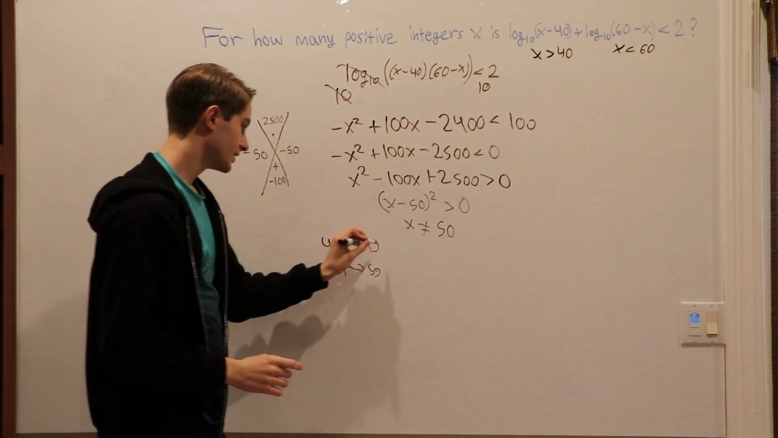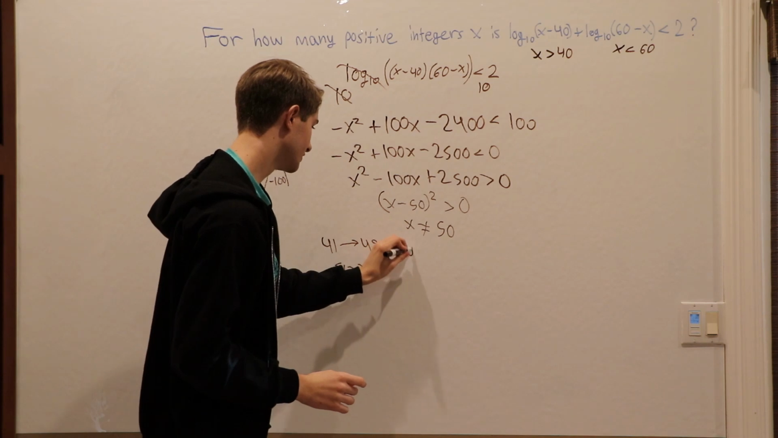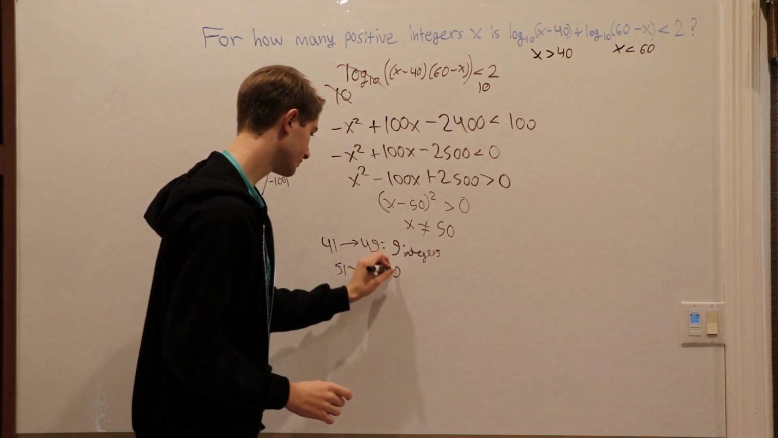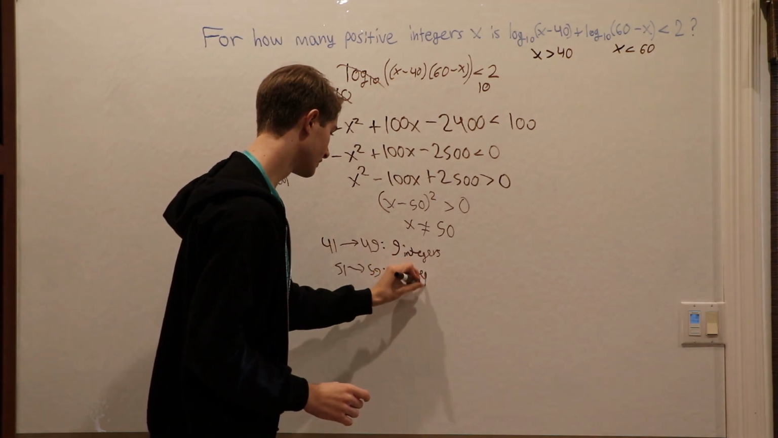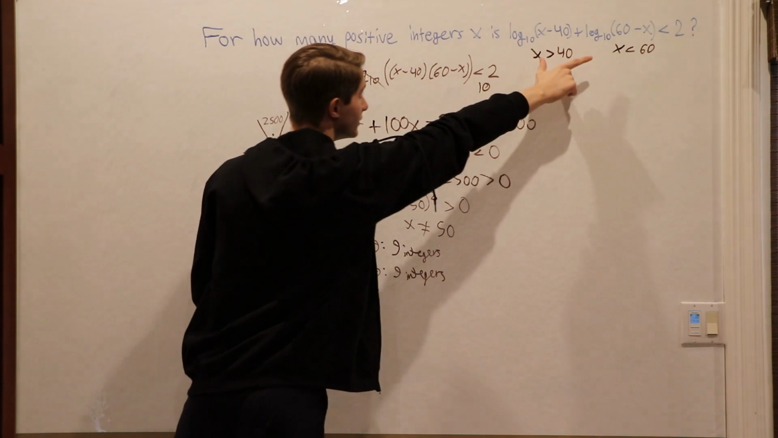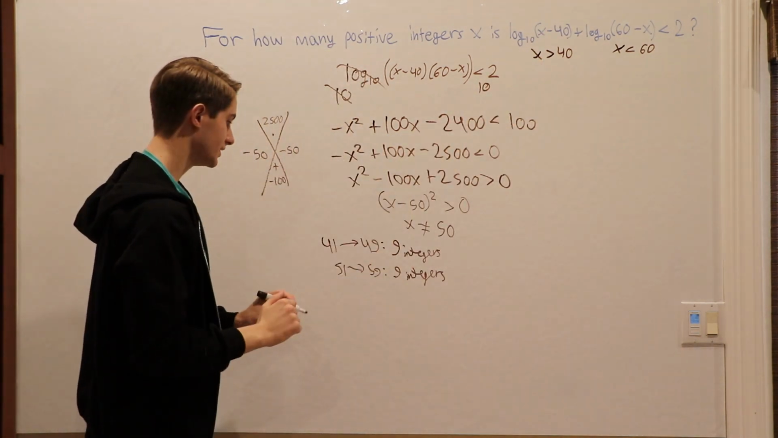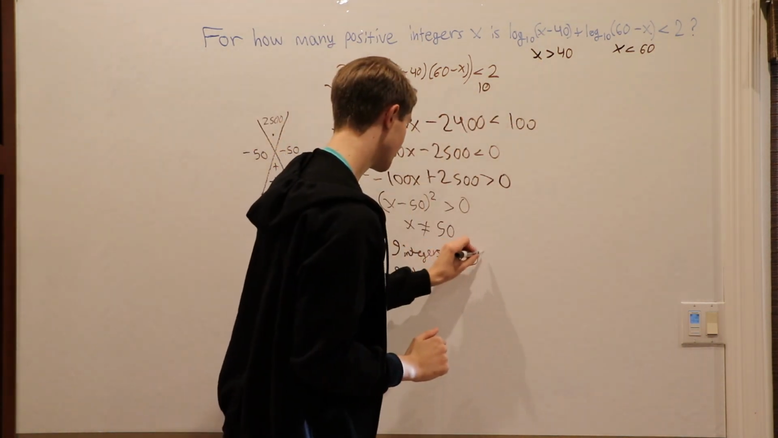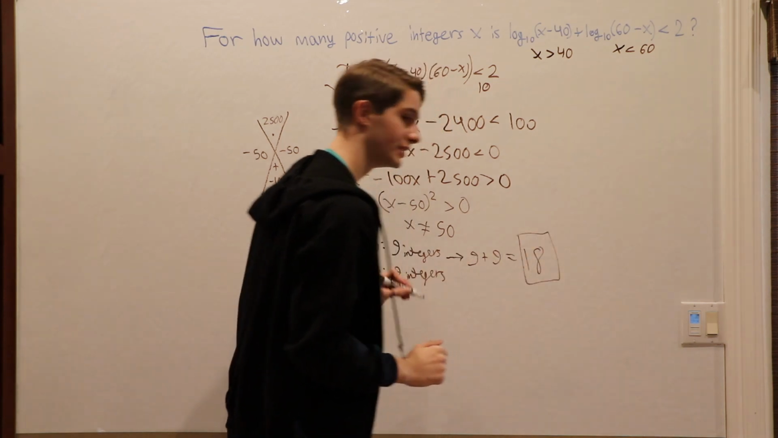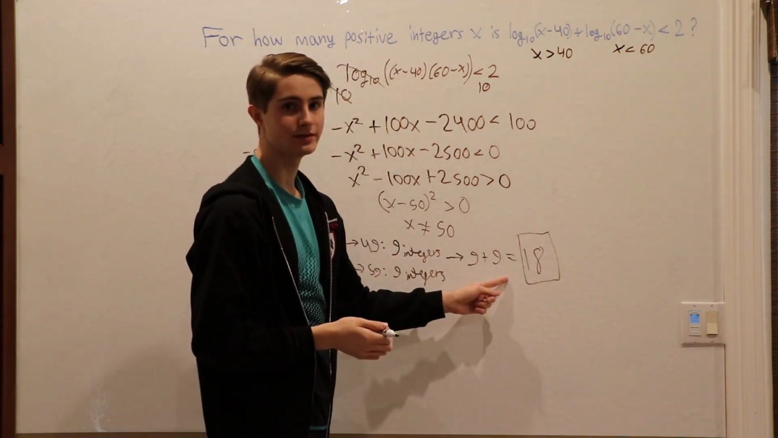So 41 to 49, that's going to be 9 integers. And 51 to 59 will also be 9 integers. So the total number of positive integers where this inequality is satisfied is 9 plus 9, which is 18 positive integers. And that is our answer.